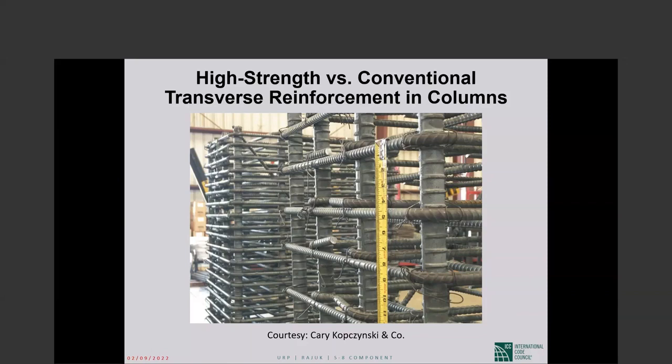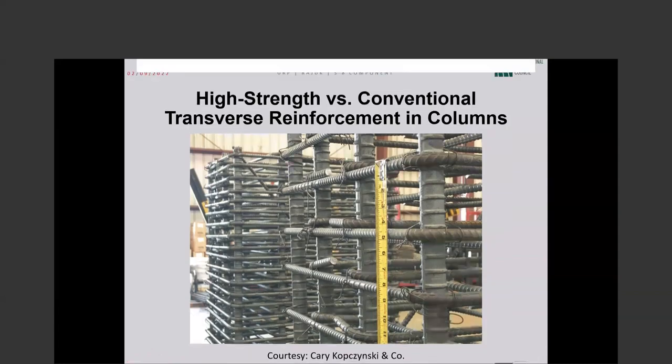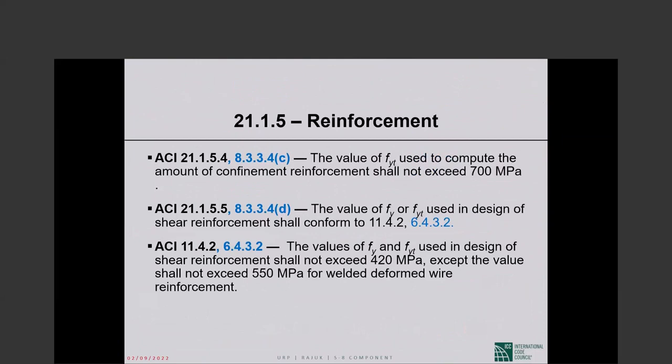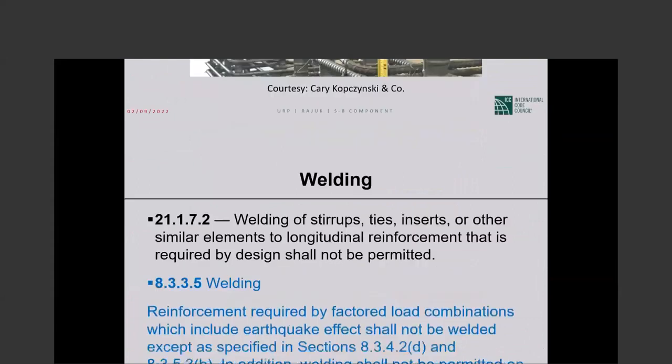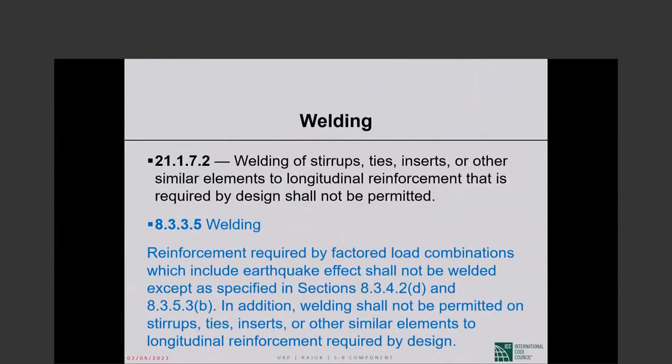Okay, so there is a whole lot to be gained by using high strength transverse reinforcement in terms of the placeability of the concrete, the behavior of the member, and so forth. So anyway, I hope that you understand the importance of that relaxation that was introduced in 18-08.